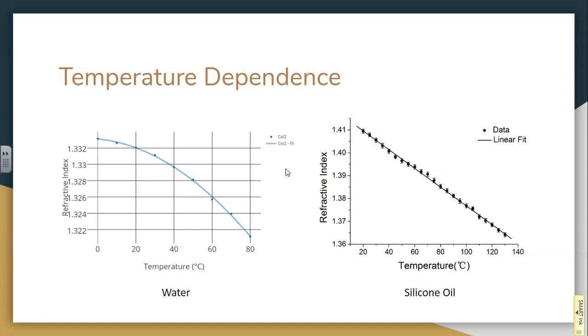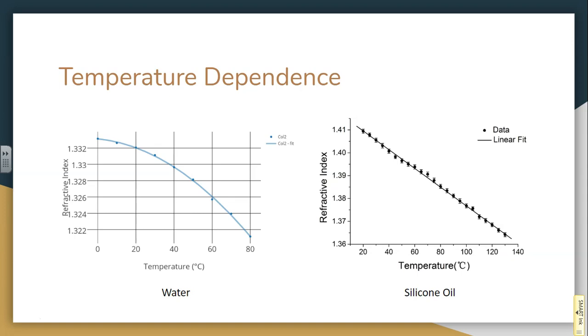So this is important, because when you go look up the refractive index, we need to have a standard temperature that we look at refractive index for. So that standard temperature is always going to be 20 degrees. So you'll see that reference temperature used all the time.